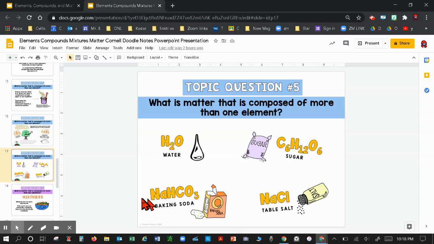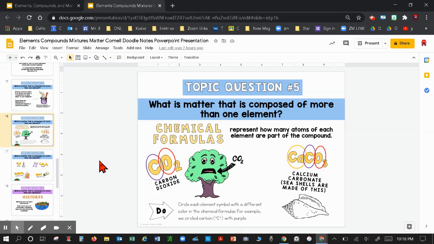NaHCO3. Sodium bicarbonate is just another fancy word for baking soda. Baking soda. NaCl, sodium chloride, is what we call table salt. And if I skipped the first ones, CO2 is carbon dioxide, and CaCO3, calcium carbonate, is what seashells are made of.